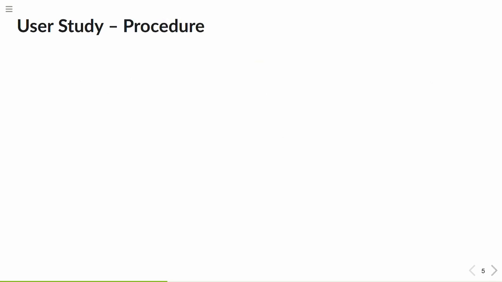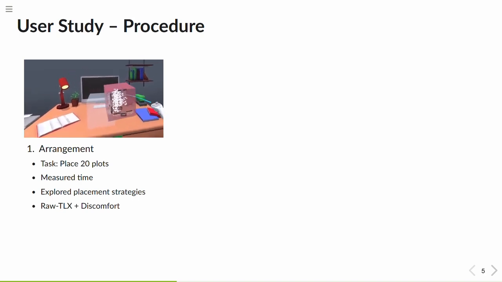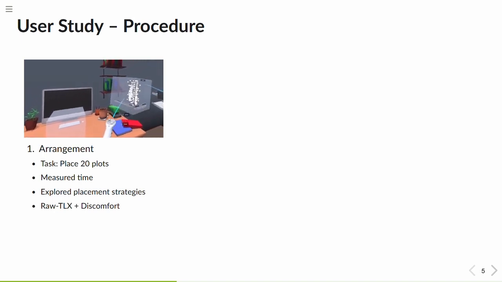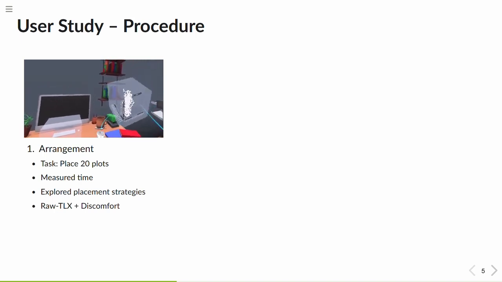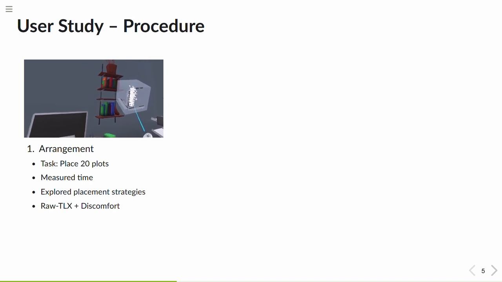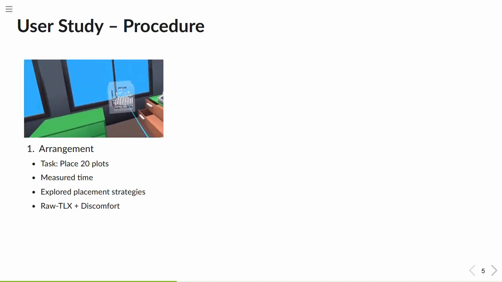Our user study consisted of 3 distinct stages, and after each stage we asked for task load and discomfort. At first, the participants had to arrange a total of 20 plots that spawned one after another. They had to think about an arrangement system that made sense to them. They were told to memorize their arrangement in order to perform some analysis tasks later on. Here we measured the overall time for the arrangement and explored the strategies users employed.